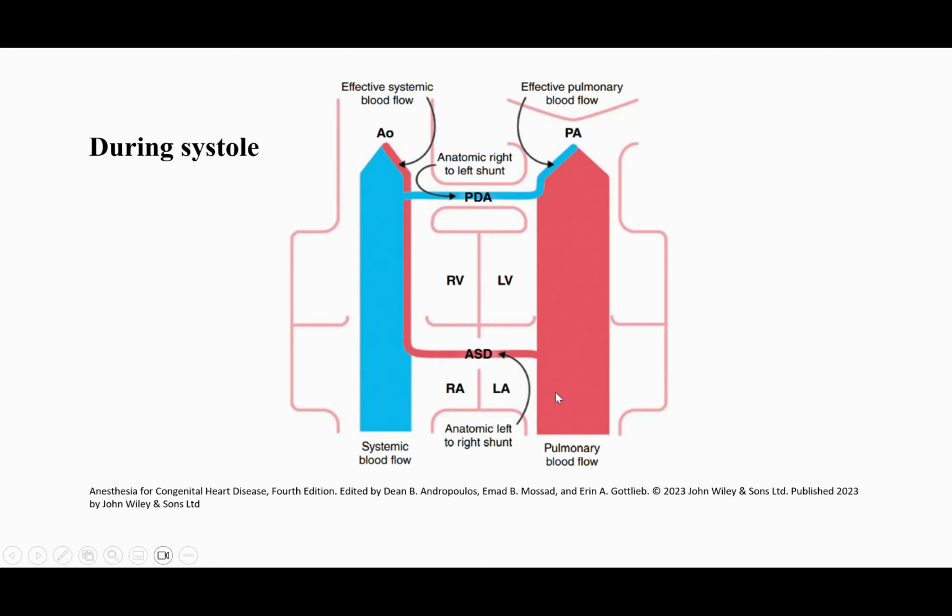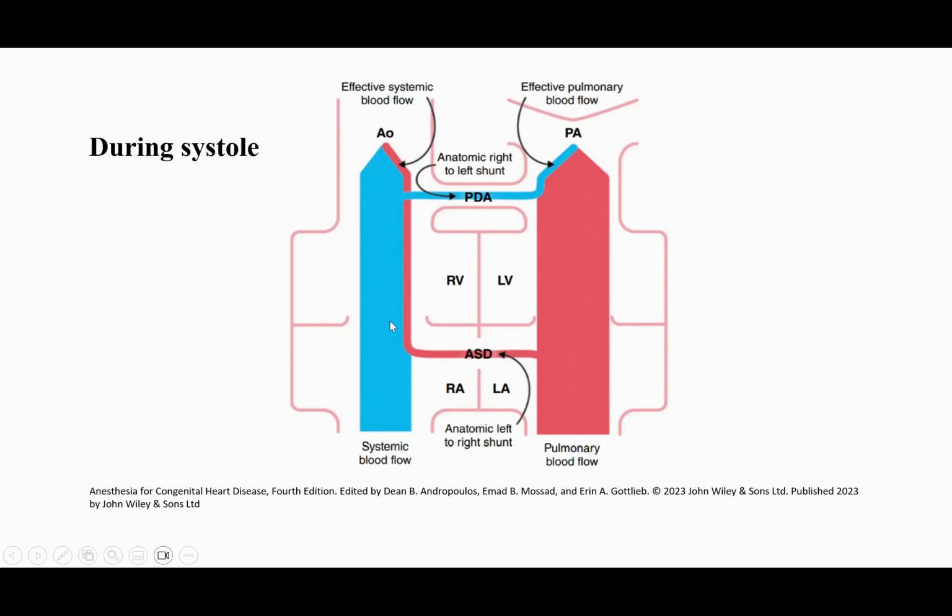During systole, blood flows through the PDA from left to right, and if there is a VSD here, it will also be from left to right. And then the pulmonary flow increases, causing higher blood flow to the left atrium that forces blood to pass from left to right during systole, and then during diastole the reverse occurs. So the shunt in the ASD is bidirectional.